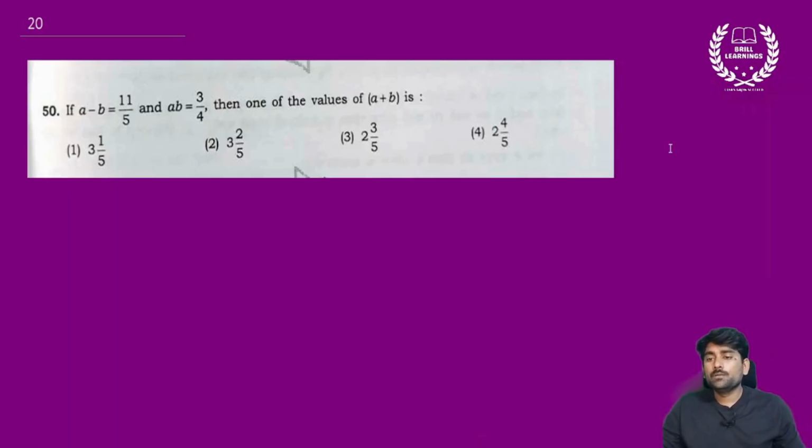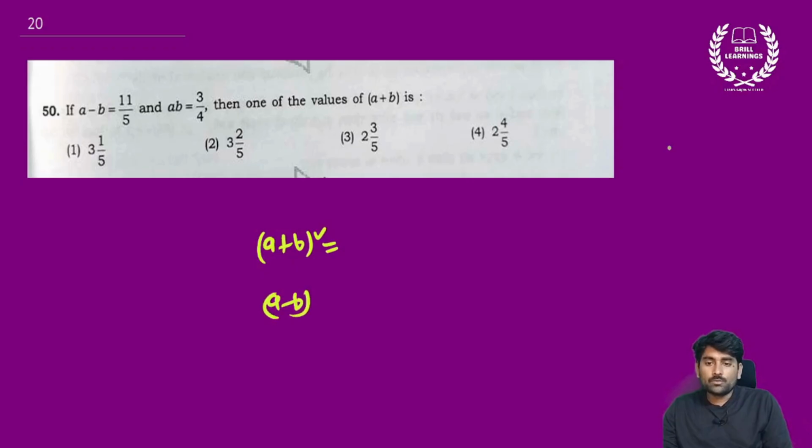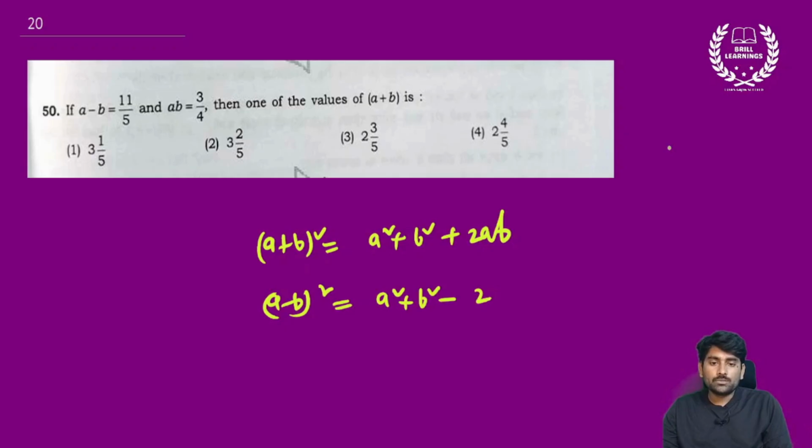If a minus b is 11 by 5, ab is equal to 3 by 4, then one of the values of a plus b. Okay. If they have given a minus b, ab value or a plus b value, they may ask a square plus b square value. For all these kinds of questions, we just apply the algebraic identities, simple identities only, that I am going to tell now. A plus b whole square, a minus b whole square. Okay, so expand these first. A square plus b square plus 2ab. And a square plus b square minus 2ab.